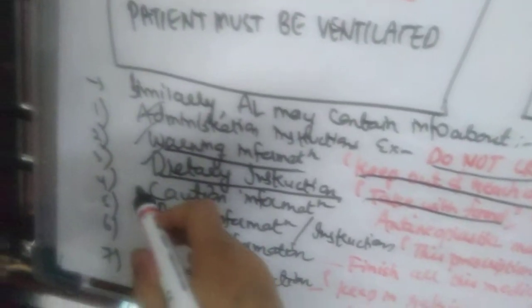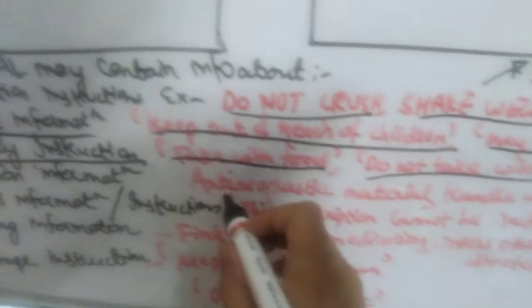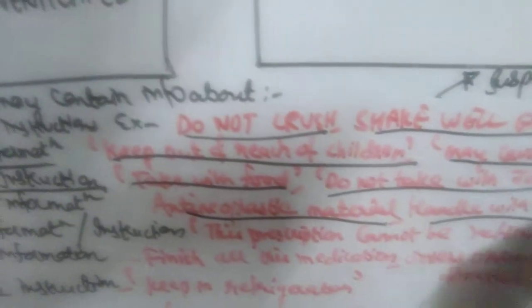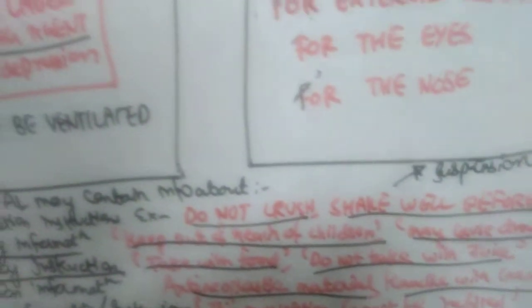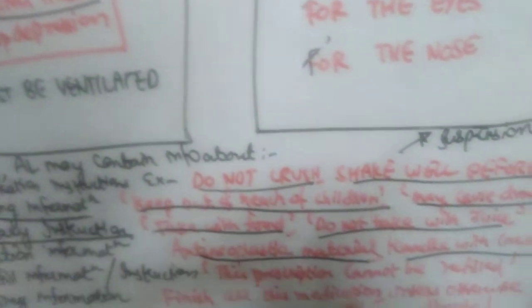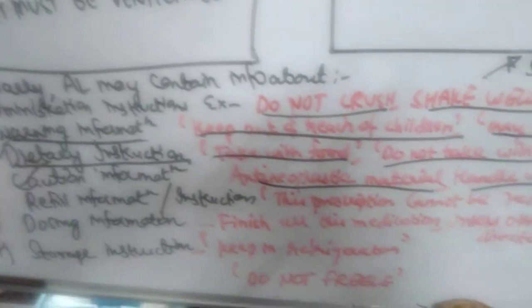Next is your cautionary information. So what is the cautionary information here? Anti-neoplastic material, handle with care. Anti-neoplastic means cancer, which is used in treatment of cancer. So it is an anti-neoplastic material. You have to handle it with care. Right, that is your cautionary information.